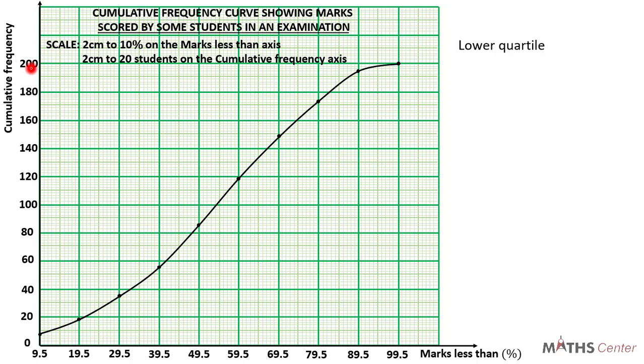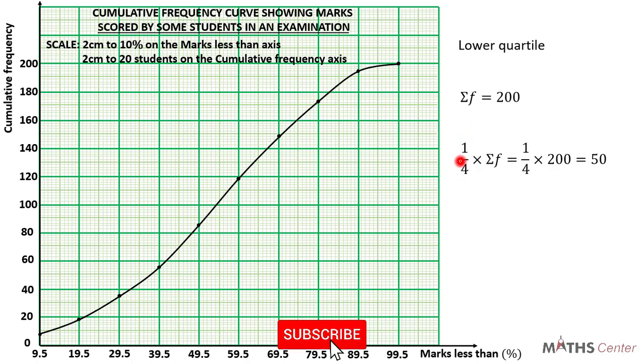The first part of the question says we should find the lower quartile. As we have learned, to find the lower quartile, we will have to find 1 divided by 4 of sigma f. Sigma f is 200, so 1 divided by 4 of 200 will give us 50. So to get the lower quartile, we will locate 50 on the cumulative frequency axis. 50 will be between 40 and 60, so 50 is at this point.